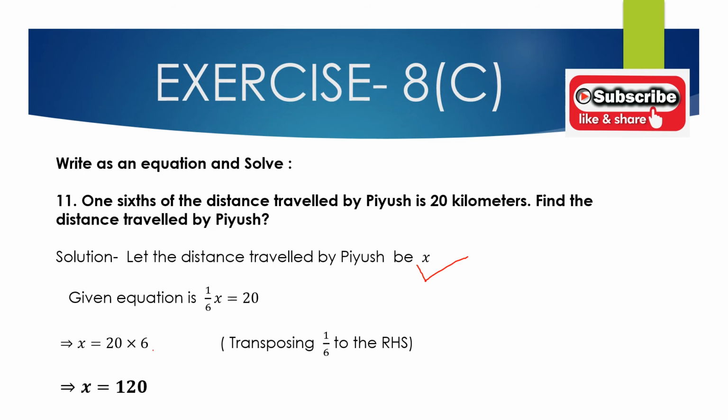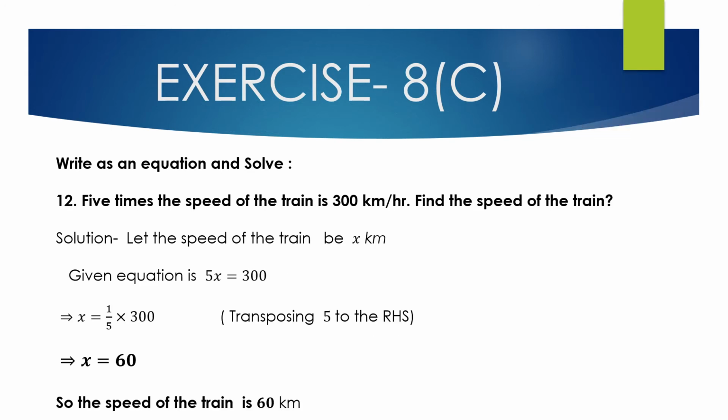So the distance traveled by Piyush is 120 kilometers. Now we solve question number 12. Question number 12 is: 5 times the speed of the train is 300 km per hour. Find the speed of the train.